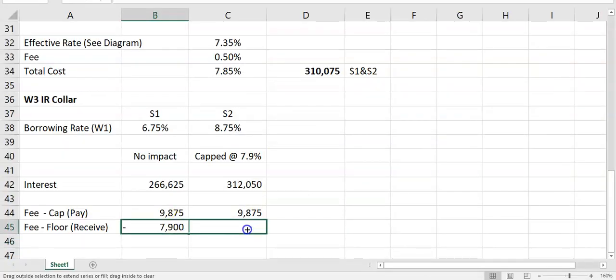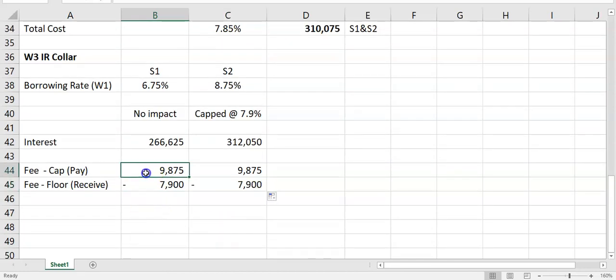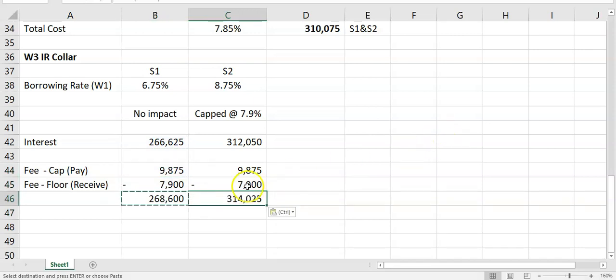The reason many borrowers will do a collar is they'll want the cap, but it'll be very dear on its own, so they sell a floor and it nets off the fee. So the total net position there will be 268,600 or 314,000. Now remember, as I said, when you're looking at more recent Cap 2 SFMA syllabus documents, the collar is not examinable for computation.